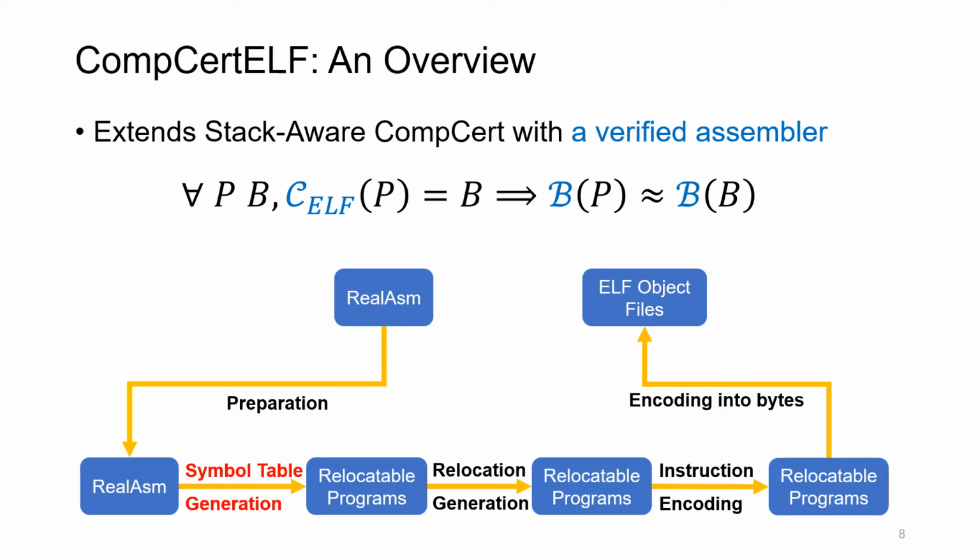Because of the time limits, I will only talk about the most important pass of the verified assembler, which is the symbol table generation pass, which is also relevant for the discussion of verified separate compilation coming later.